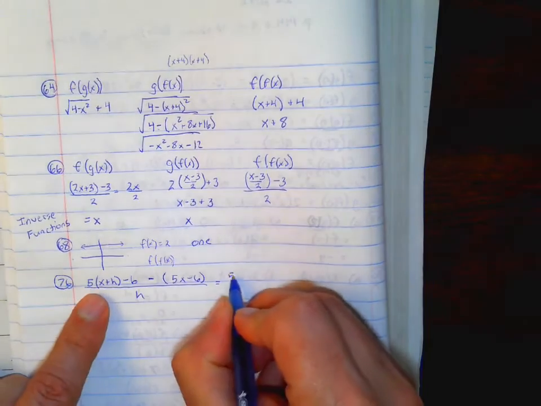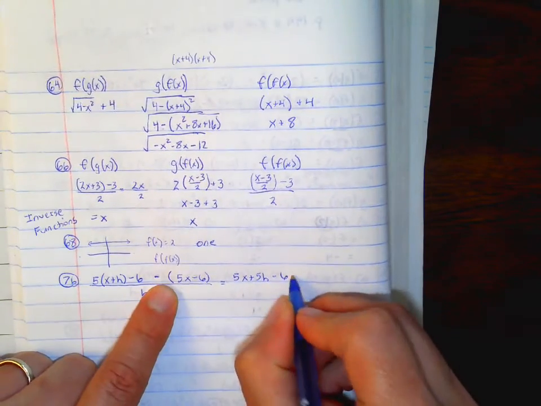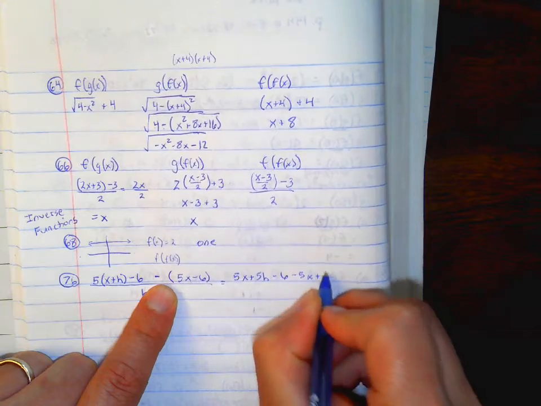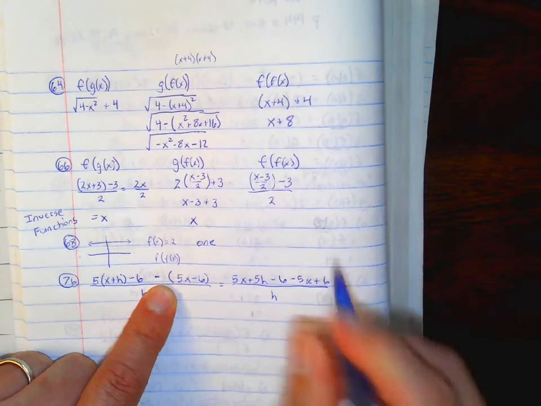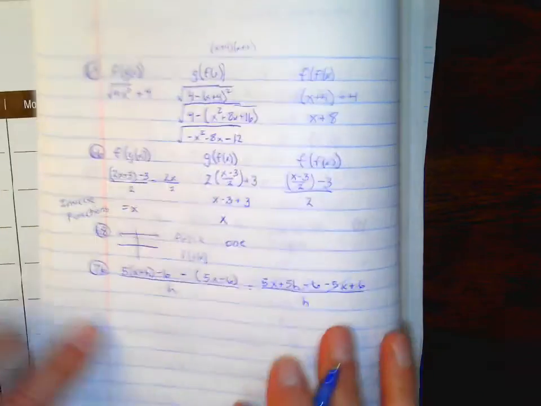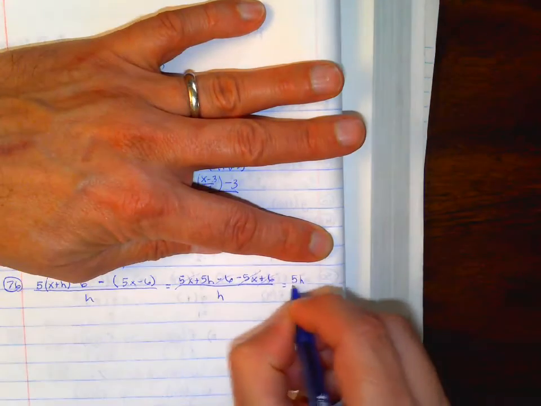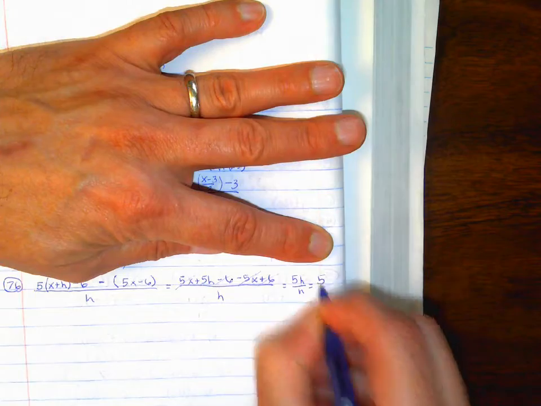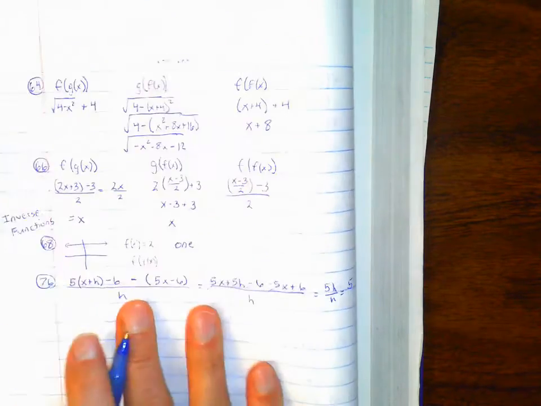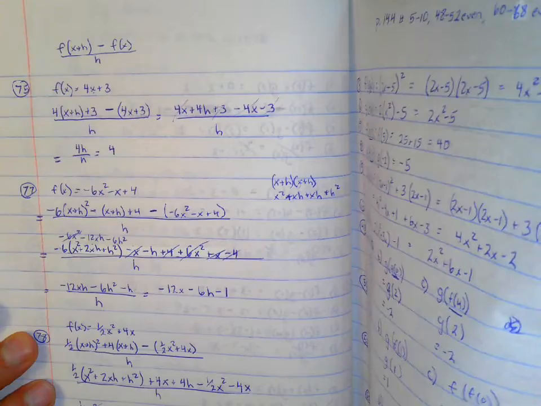So 5x plus 5h minus 6 minus 5x plus 6. Okay, notice those cancel and those cancel. So we have 5h over h, which is 5. 79.